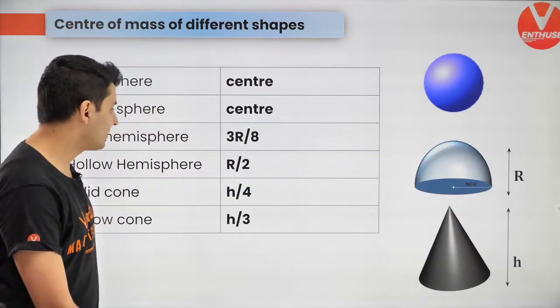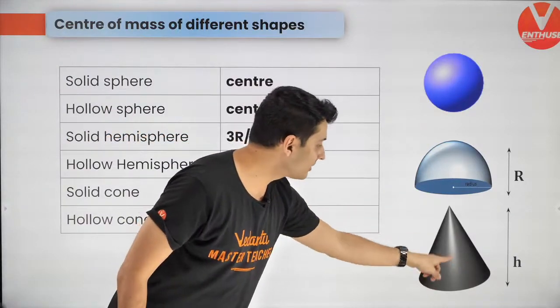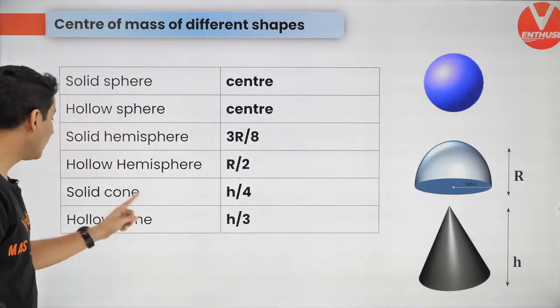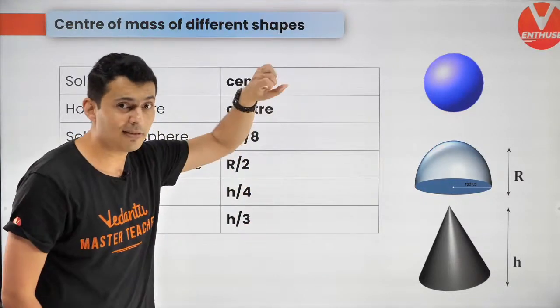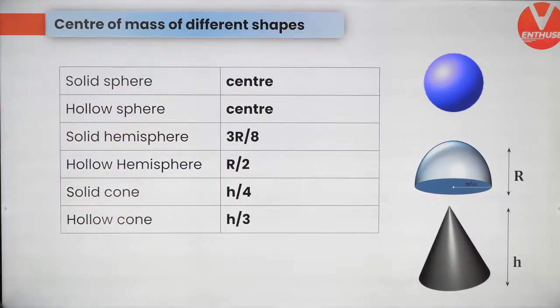Okay, very good teacher Chaitanya. Excellent. Solid cone, a cone full of ice cream. Center of mass is at a distance of h/4 from the base. Hollow cone, somebody ate the ice cream, only the wafer is remaining. h/3 from the base. Very good.